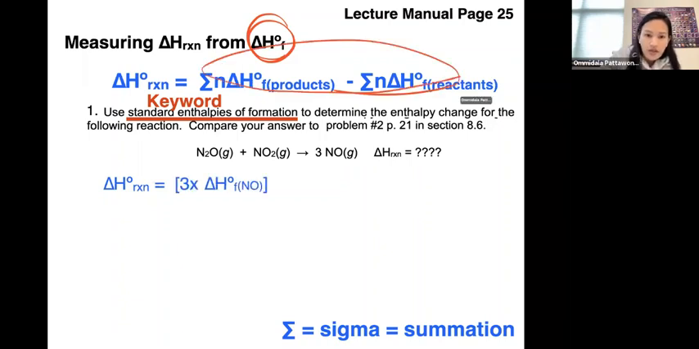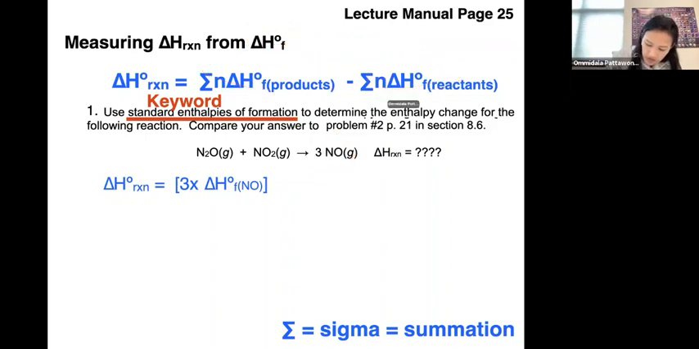Pretty much you are going to use the product, right? So this is the product. Because the coefficient is 3, that would be n. So n is referred to as the coefficient. We have 3 of them, so we multiply 3 by the value of delta H of formation of NO, because it's of the product.